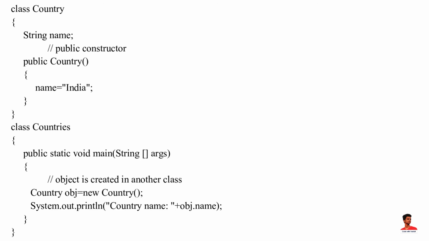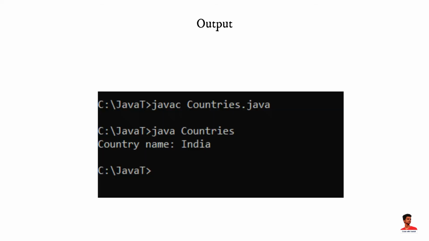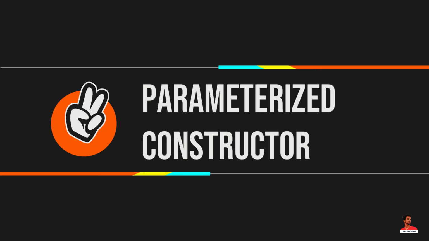In this example, we have declared the constructor as public. Now we can create an object of this constructor from another class. A Java constructor can also accept one or more parameters. Such constructors are known as parameterized constructors.